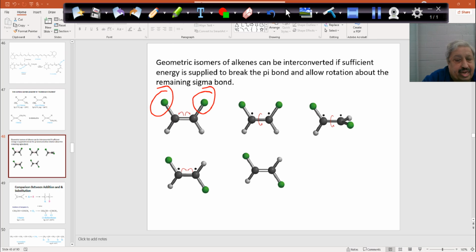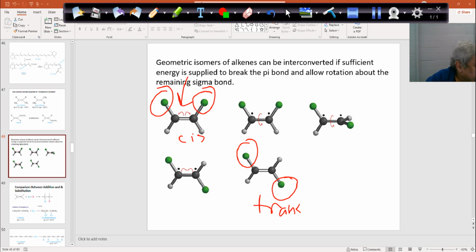Now, how in the world can I make trans out of them? This is cis. This is now trans. Well, that's only possible if you rotate the double bond. And we talked about double bond and triple bond. They have restriction. You cannot rotate them. Single bonds are very easy to rotate, correct? But the double bond and triple bond cannot.